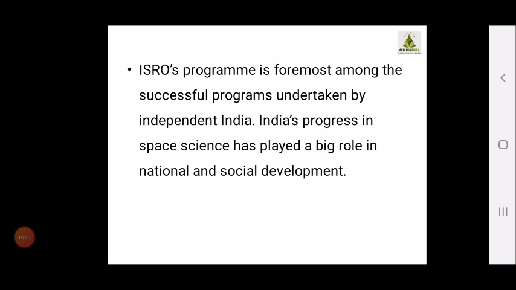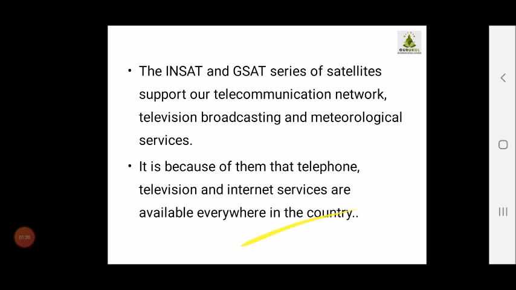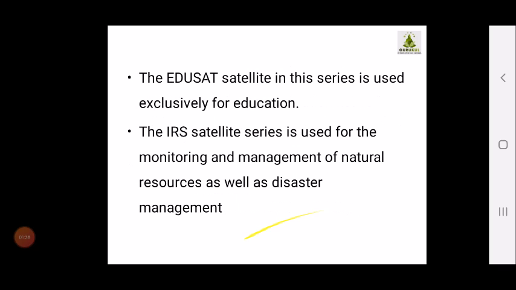ISRO's program is foremost among the successful programs undertaken by independent India. India's progress in space science has played a big role in national and social development. The INSAT and GSAT series of satellites support our telecommunication network, television broadcasting and meteorological services. It is because of them that the telephone, television and internet services are available everywhere in the country.